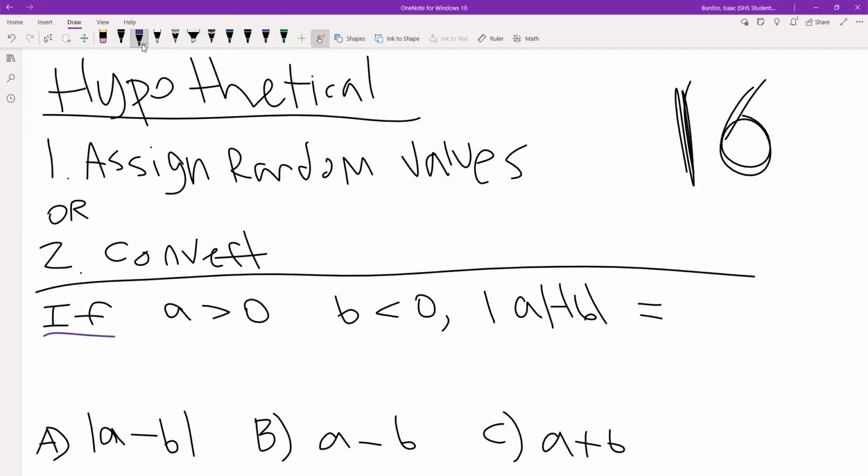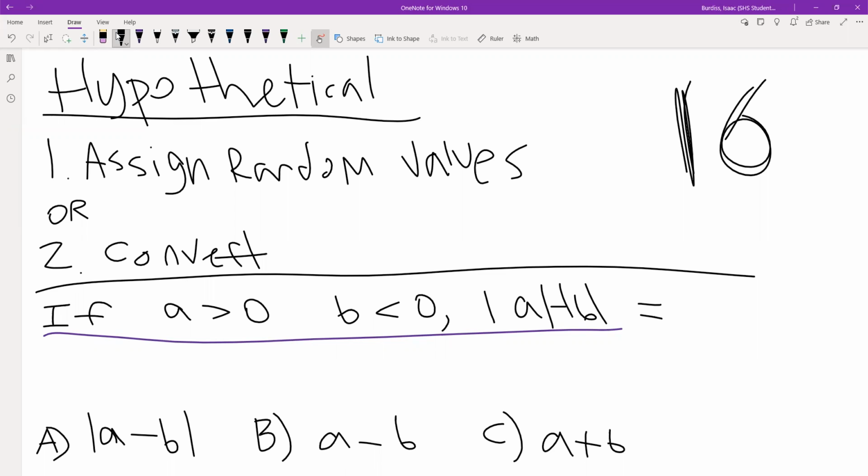See what I have right here? If A is greater than 0 and B is less than 0, the absolute value of A minus the absolute value of B is, and then it shows you more things with just stupid A's and B's. Well, there's two things that I usually do when I'm trying to solve these. Number one thing I always do is I assign random values. So I'll be like, okay, well, if A is greater than 0, I'll just say that A equals 1. And if B is less than 0, then I'll say that B is -1.